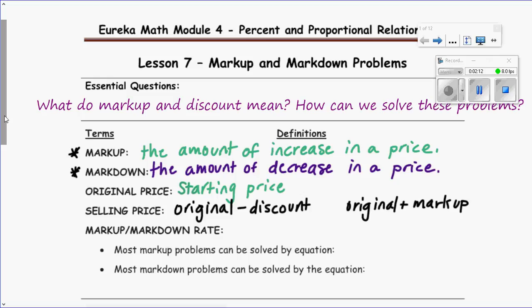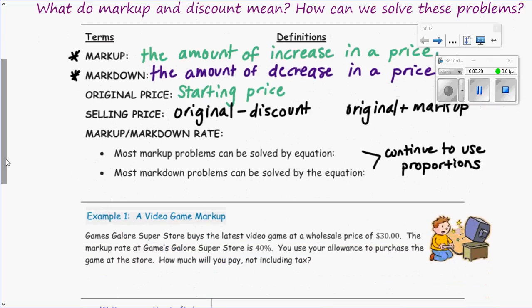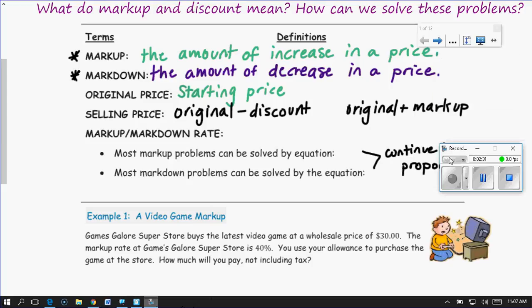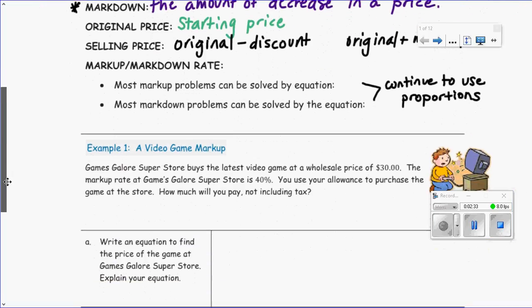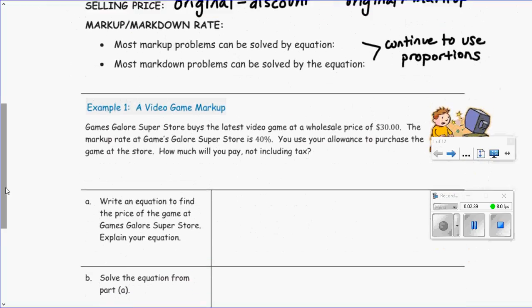Okay, and then we're not going to do the equations. We are going to continue to use proportions. Those are equations, by the way. So when we're solving the proportions, that isn't the equation. The reason I like that is because we've said in class they can be used for just about every problem. So that's a good way for us to set the problems up. There's more than one way though. So we can show it using the double number line or the tape diagram, and then we can also use it with the proportion. Okay, so Games Galore buys the latest video game at a wholesale price of $30.